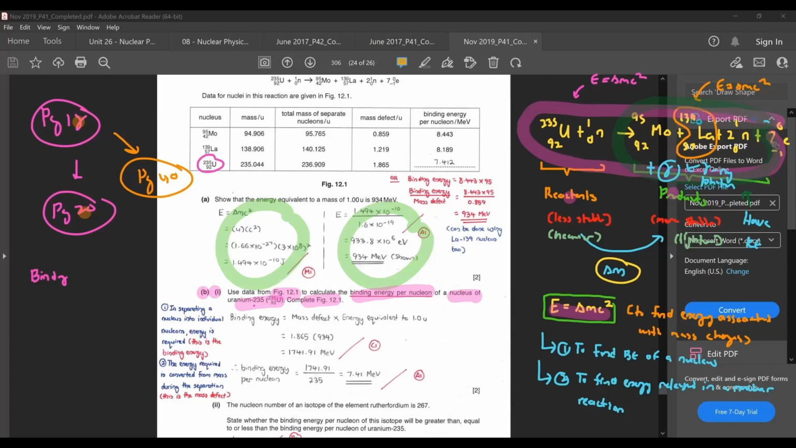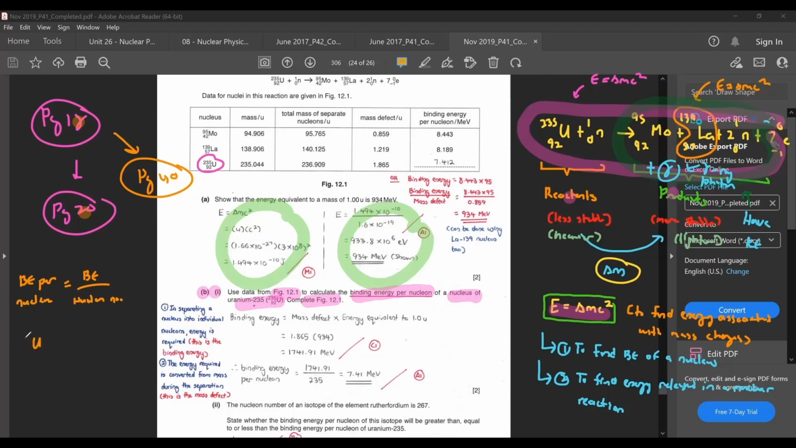binding energy per nucleon from before. Let me just write this. Your BE per nucleon is actually just BE over nucleon number. Okay, so in your case, you have uranium-235.